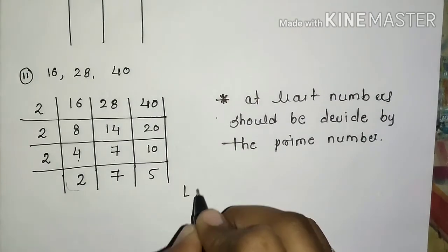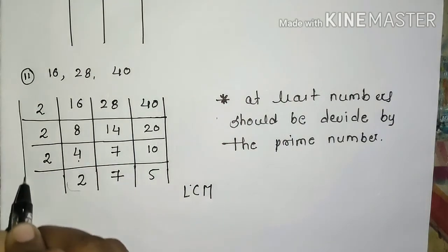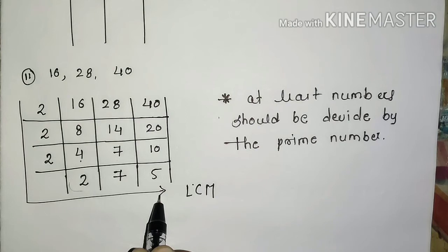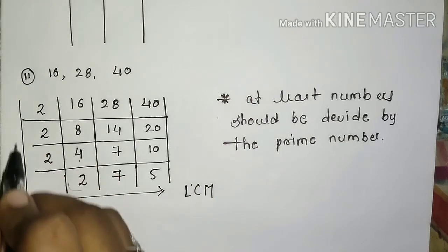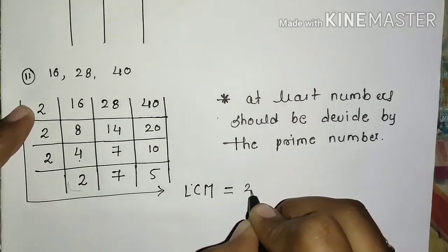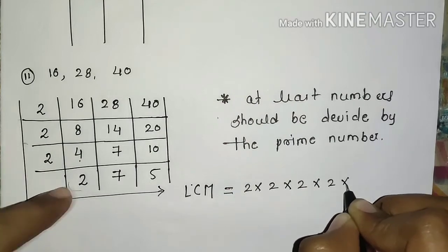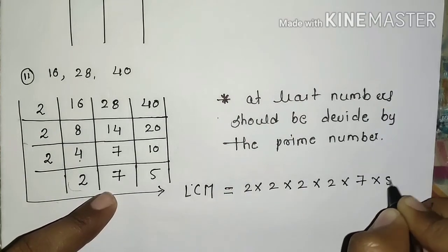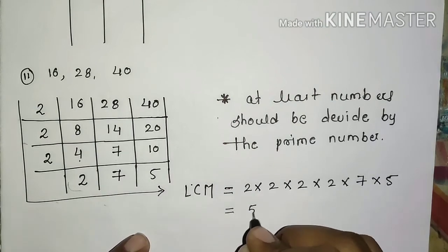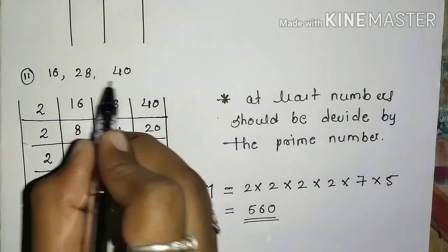Next, what LCM did we get? To find the LCM, what we have to do is multiply all these numbers. So LCM is equal to 2 multiplied by 2 multiplied by 2 multiplied by 2 multiplied by 7 multiplied by 5, which gives me the answer 560. That is the LCM of 16, 28 and 40.